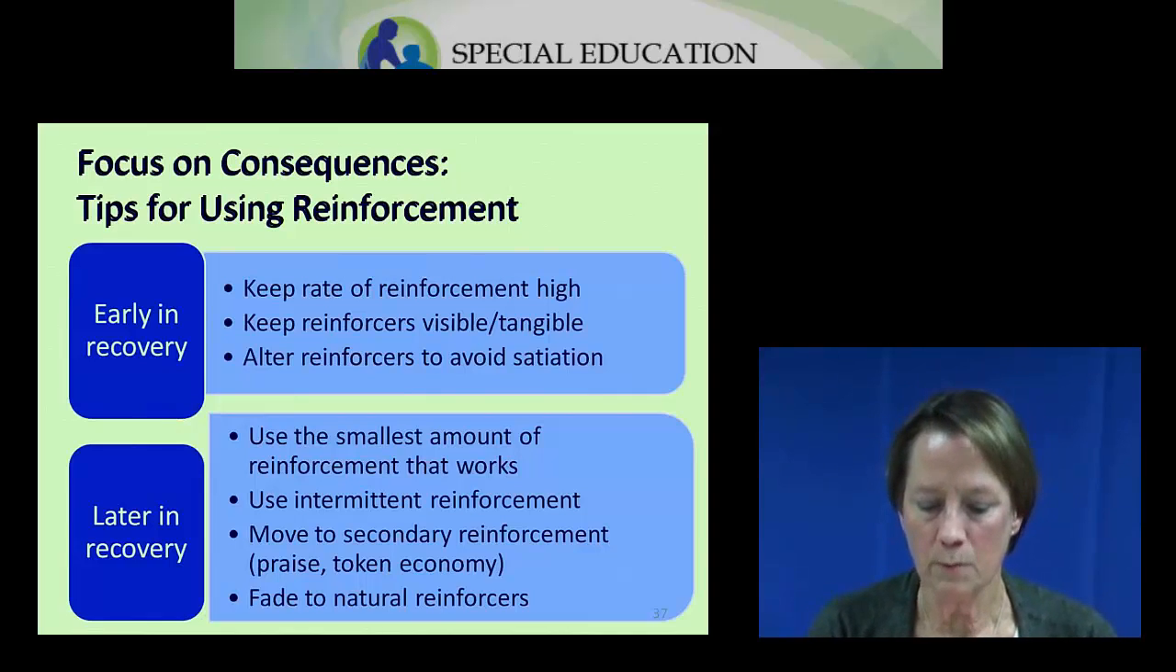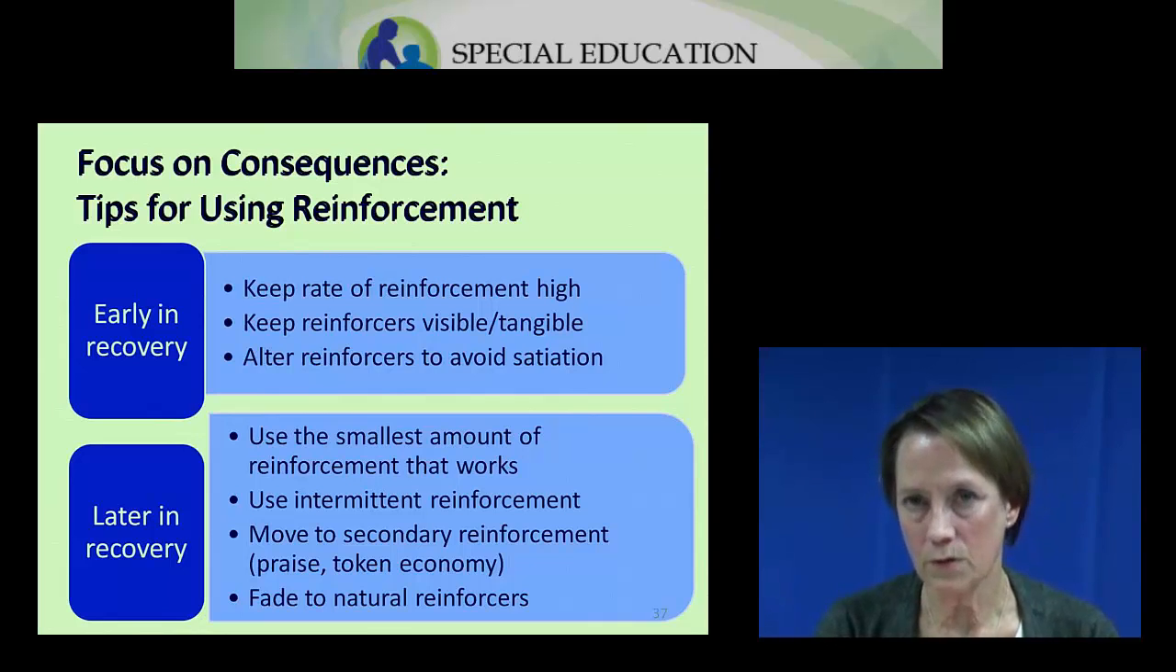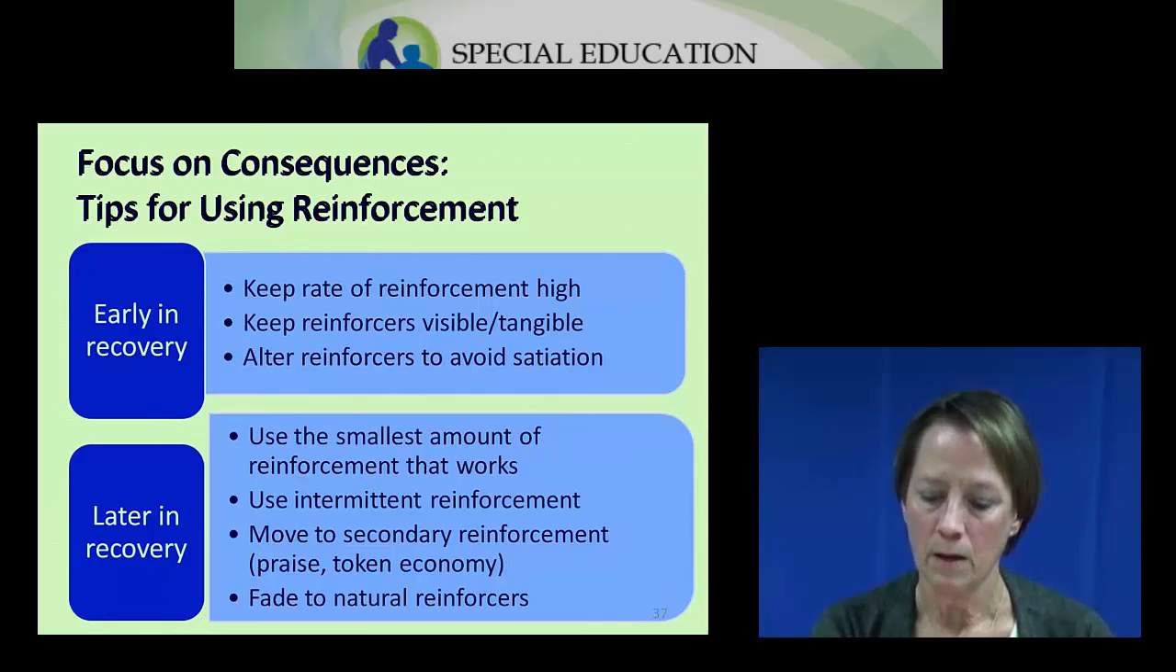So let's think about a few tips for using reinforcement early in a student's recovery after brain injury. First of all, we're going to want to keep that rate of reinforcement high. We're going to also want to keep the reinforcers visible or tangible. So even if we're able to use something like tickets, we want to keep them in a place where Dan can see that he's going to get those early on. And then we're also going to want to alter our reinforcers every once in a while to be sure that we're avoiding satiation or a student's tiring, losing interest in our reinforcer.